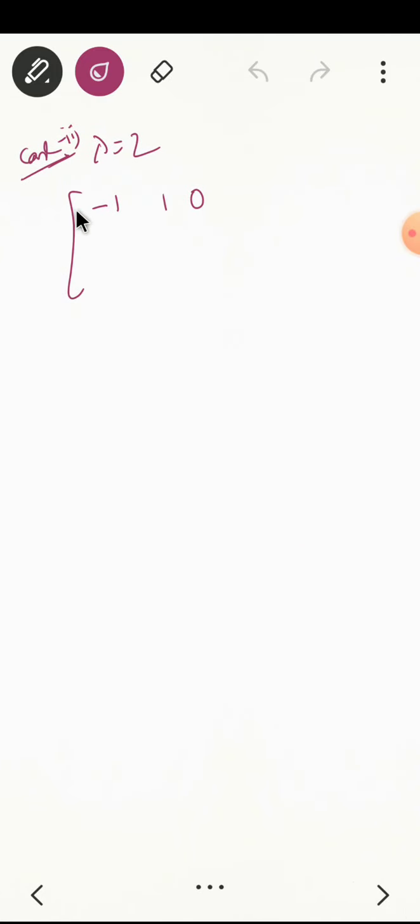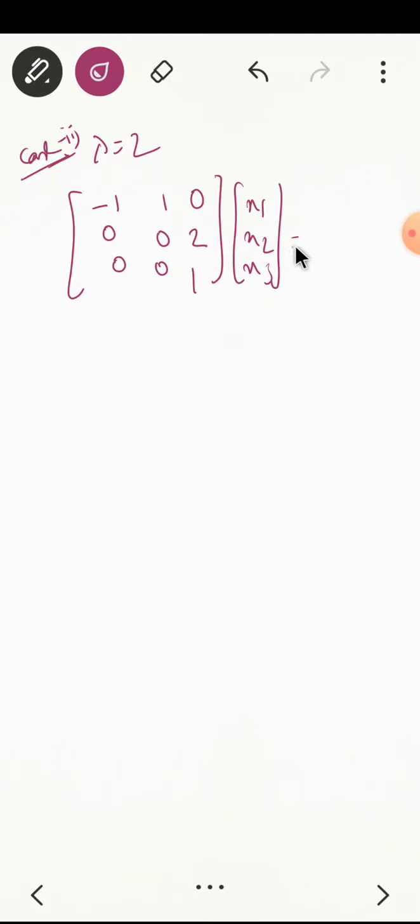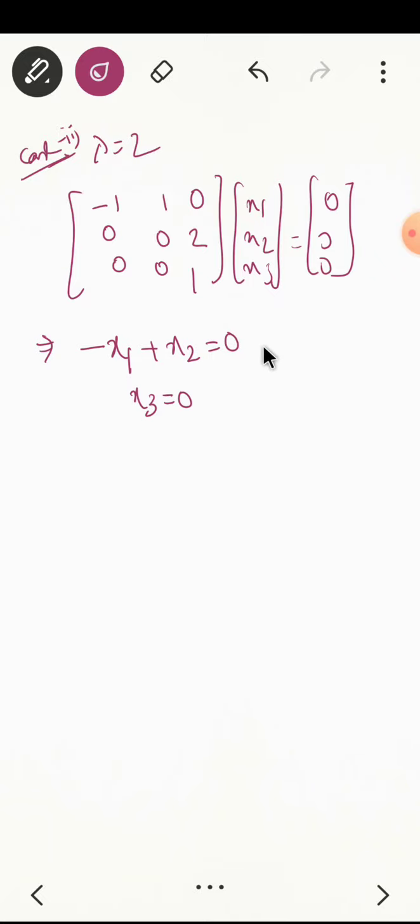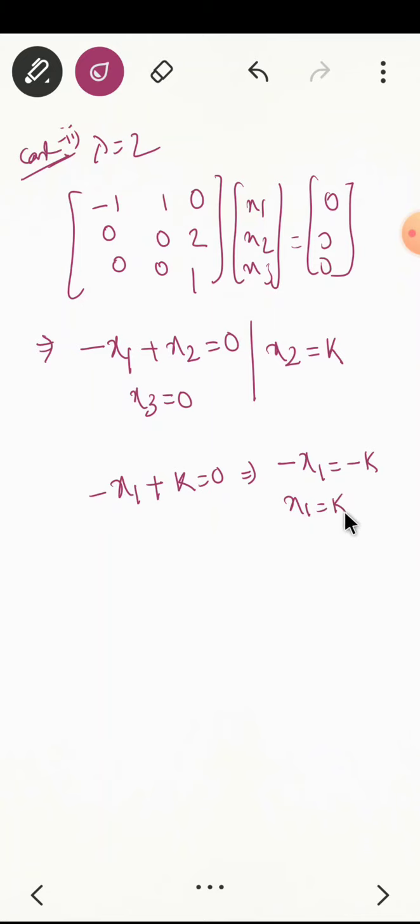Okay, I will get 0 0 2 and 0 0 1. I can write x1, x2, x3, and that thing I will make it 0, because this is the way we are finding vectors. From the first row, minus x1 plus x2 equal to 0. From the second row, x3 is 0. From the third row also, x3 is 0. But we don't know x2, that's why I am assuming x2 as k. Substitute here: minus x1 plus k equal to 0. Then minus x1 equals minus k, so x1 equals k.